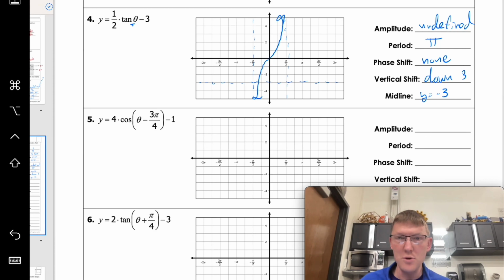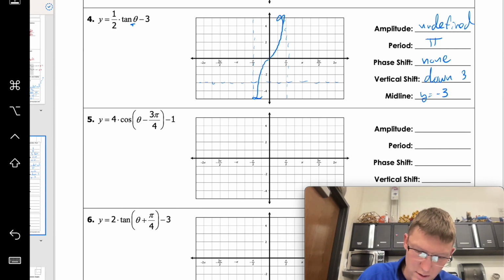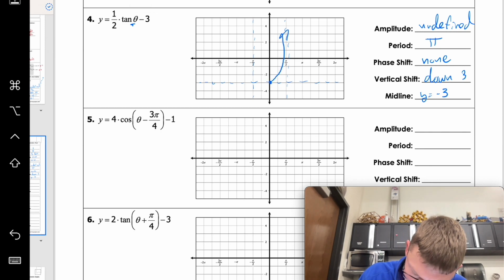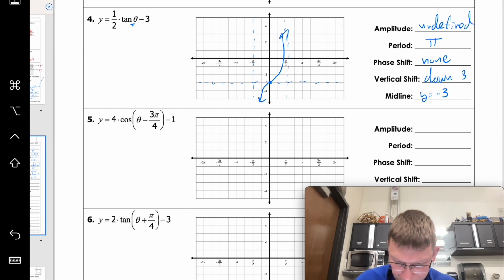But remember, it moved down. So our midpoint now is right here. So that's going to go up. And that's just going to go down. And then our period is pi. So let's see here. We have pi over 2, 3 pi, and our midpoint's going to be right there.